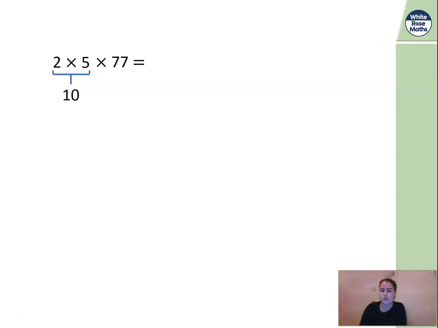So now what we can do is we can rewrite our number sentence to include the 10 that's going to replace 2 times 5. So our new number sentence becomes 10 times 77. We know that 10 times 77 is 770.